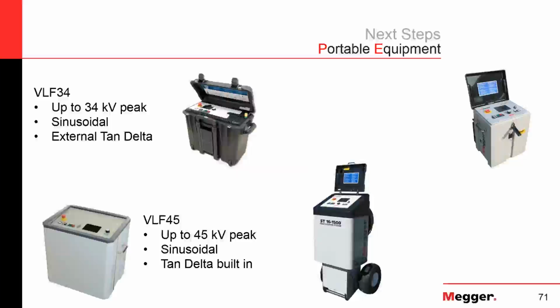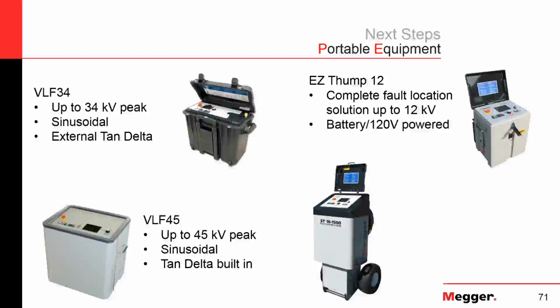So we do have some examples here of equipment that we can help you with. Our VLF 34 is a small portable sinusoidal VLF unit that has an external tan delta available for it. VLF 45 is a little bit bigger unit, a little bit higher voltage, goes up to 45 kV, sinusoidal with a built-in tan delta.